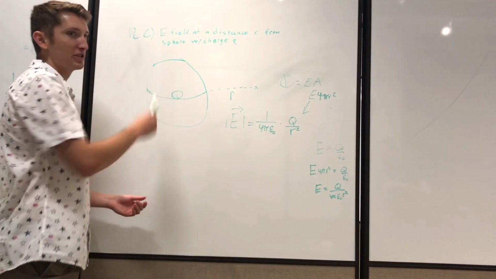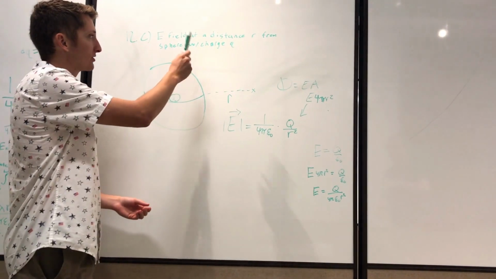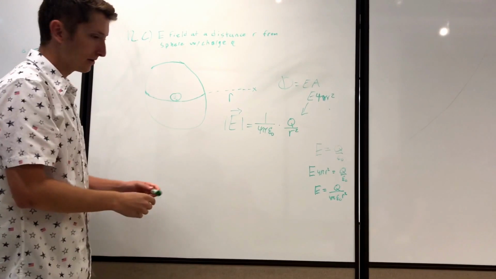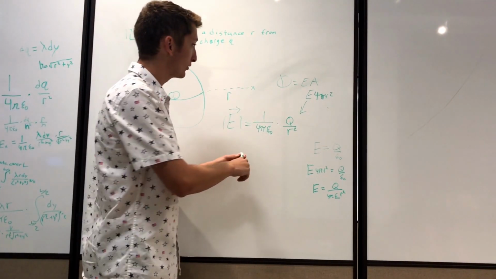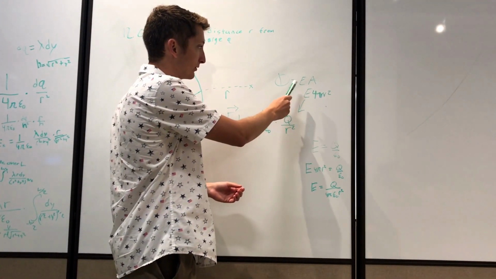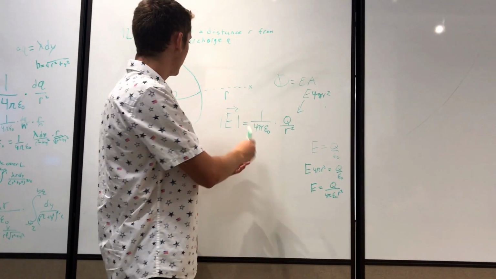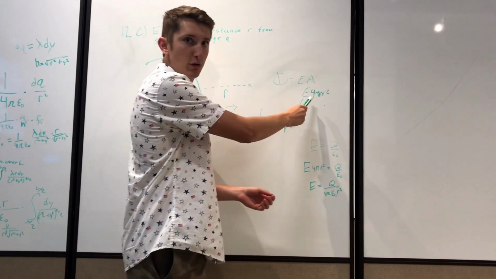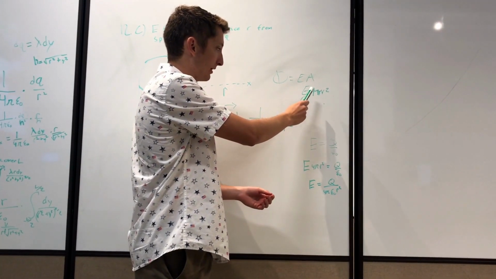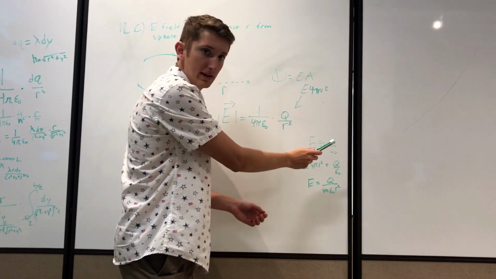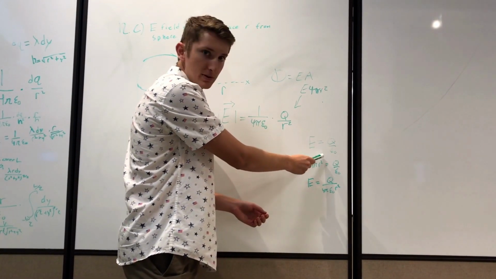So here we have 12C, the E field at a distance r from a sphere with charge q, with this lovely diagram here. So if you'll remember, the equation for flux is equal to electric field times area. And so for this problem, we know that the sphere has a surface area of 4 pi r squared. And so we'll multiply that by the electric field here. And as we progress down here, we can remember that the flux is equal to q over epsilon naught.